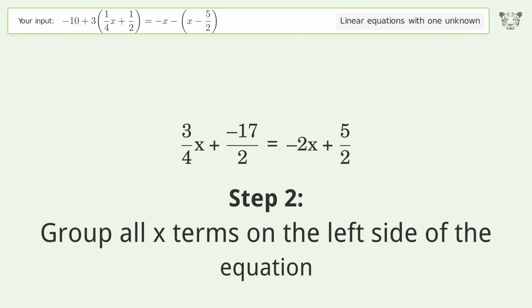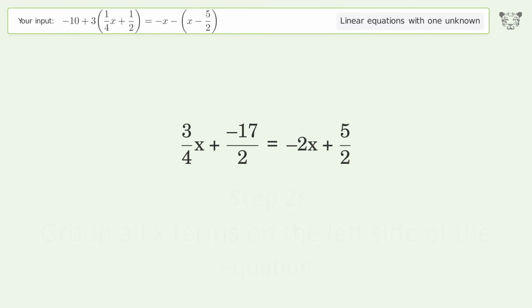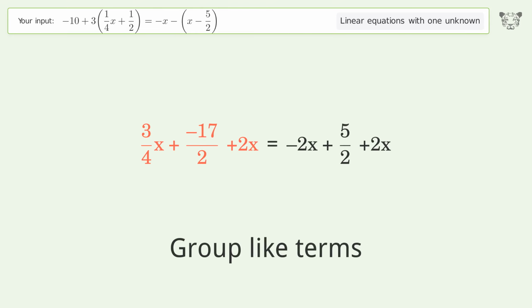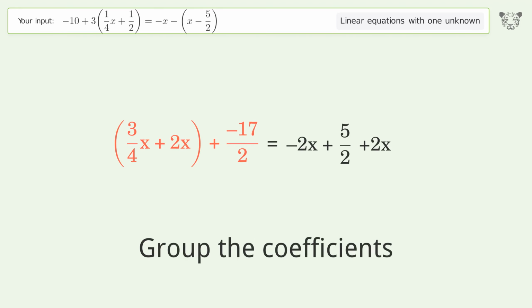Group all x terms on the left side of the equation. Add 2x to both sides. Group like terms. Group the coefficients.